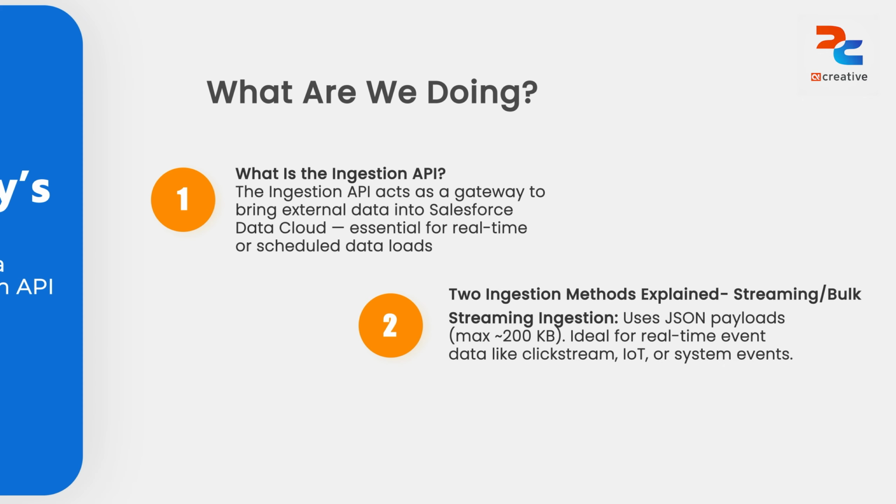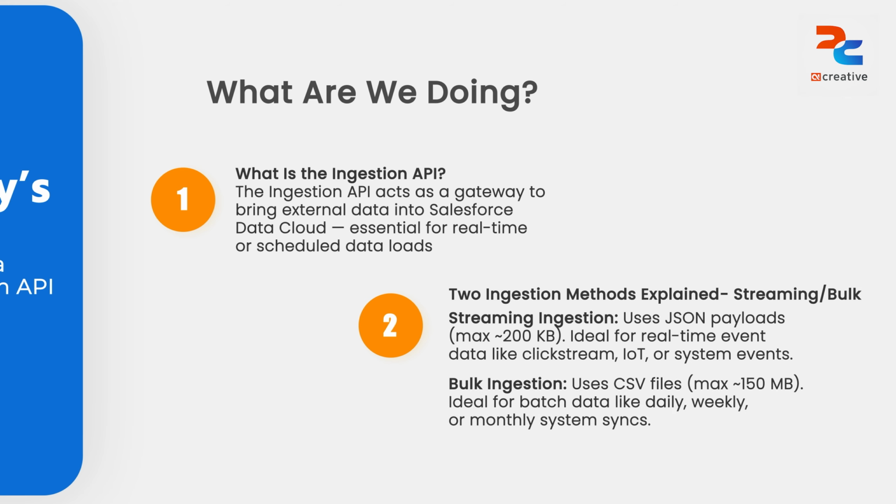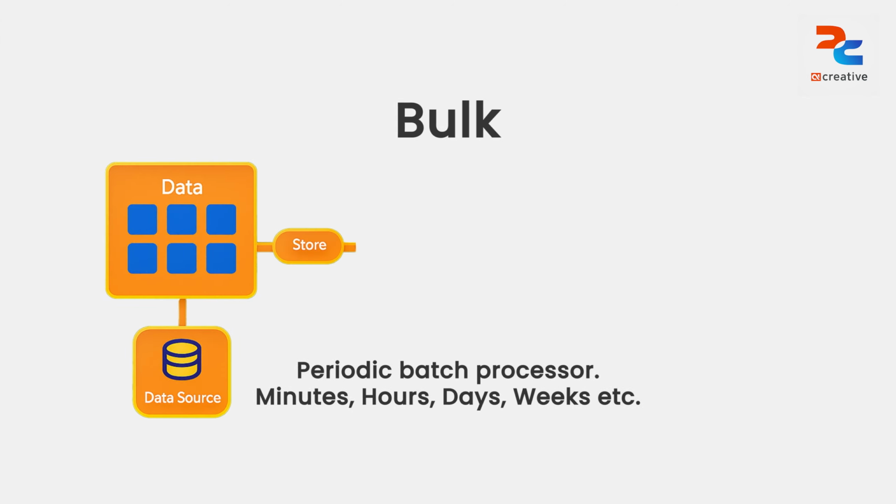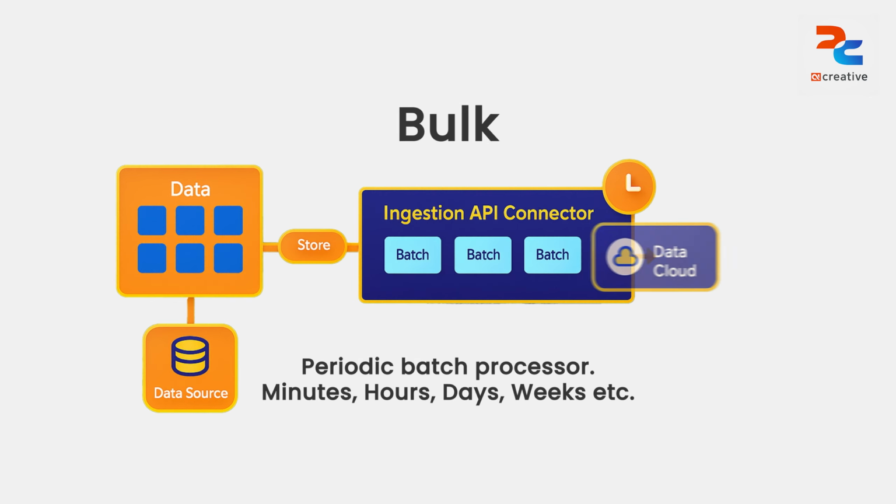Another option is bulk ingestion, where we use a CSV file. The size is up to 150 MB. For example, we have a legacy system where we have a batch job running in off hours. We use that, or we need to ingest data on a daily, weekly, or monthly schedule. So from the data source, data flows in and then it's batched using a connector into Data Cloud.